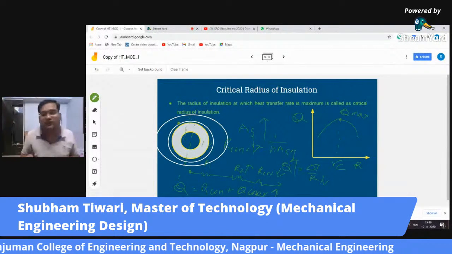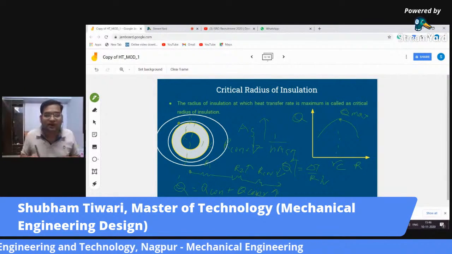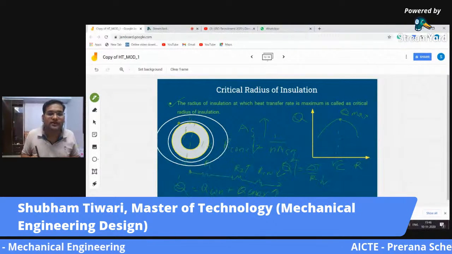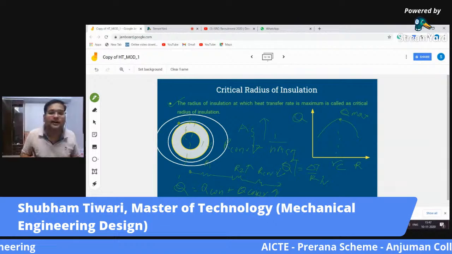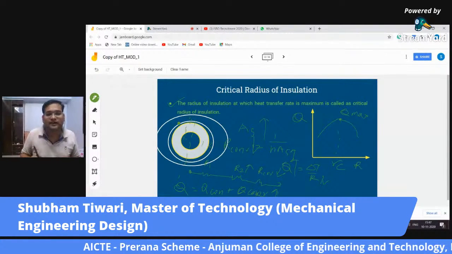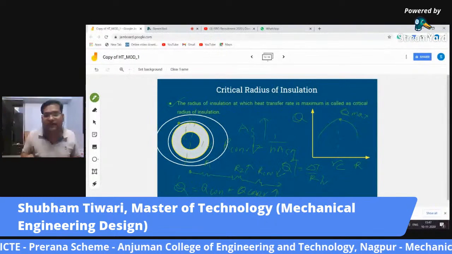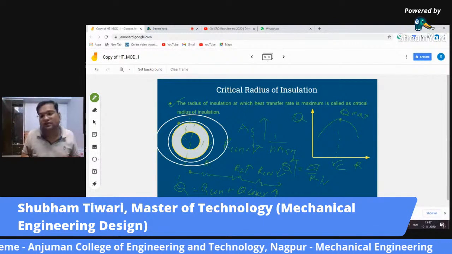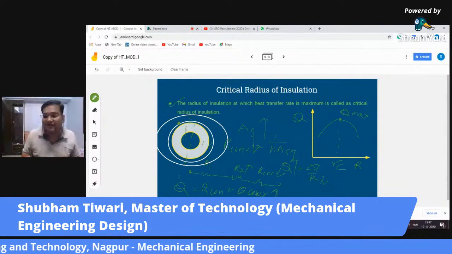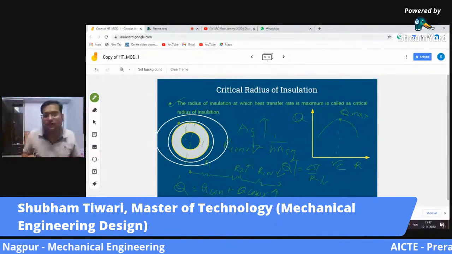critical radius of insulation. So the definition here says that the radius of insulation at which heat transfer rate is maximum is called the radius of insulation. Sorry, critical radius of insulation. So RC is the critical radius of insulation where the heat transfer rate will be maximum.